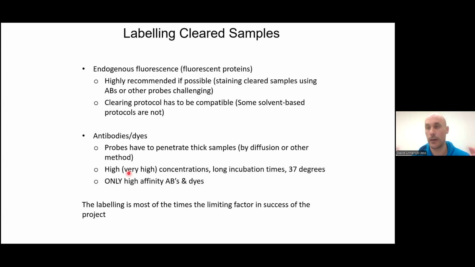Then also, since you have a very big sample, you have a lot of epitopes for the antibody to bind to. That means that this large sample will consume a lot of antibody. So you need very, very high concentrations in order for this to work. So long incubation times at 37 degrees, very high concentrations, and still it only works with very good antibodies, because you have to crank up the concentration so much. So if your antibody is not of high affinity, you will just create a lot of background.